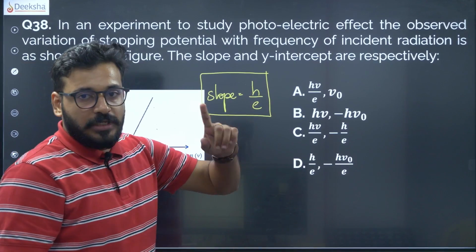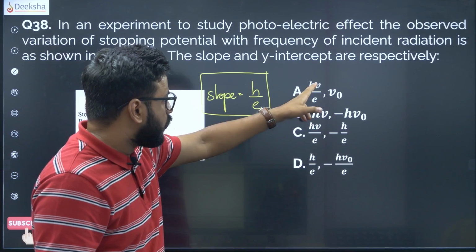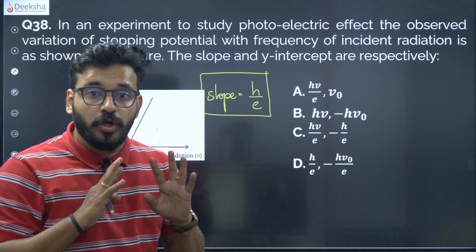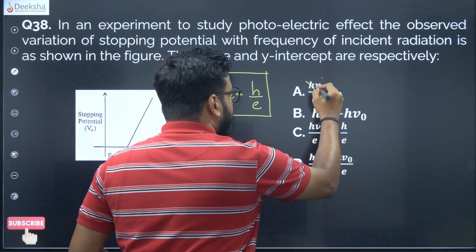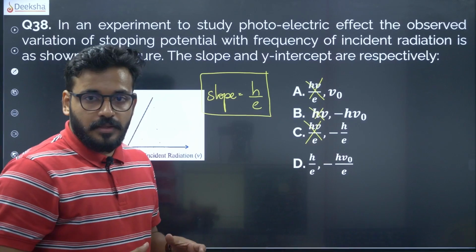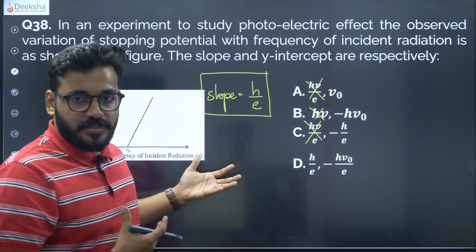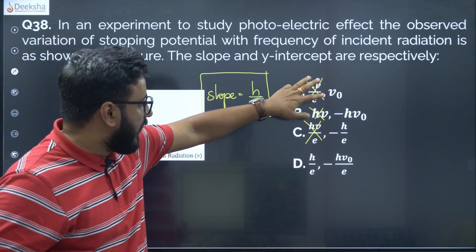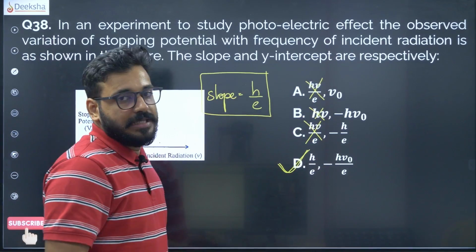Logically, you can do one thing. You can eliminate every option where nu is there in the slope. Nu is a variable, it is not a constant. Slope is constant, nu is a variable, so you can't have a variable in the slope. The slope is fixed, because that is what the concept says. If you have that idea itself, you can cancel out 3 options. You can directly arrive at the correct answer, that is h by e.